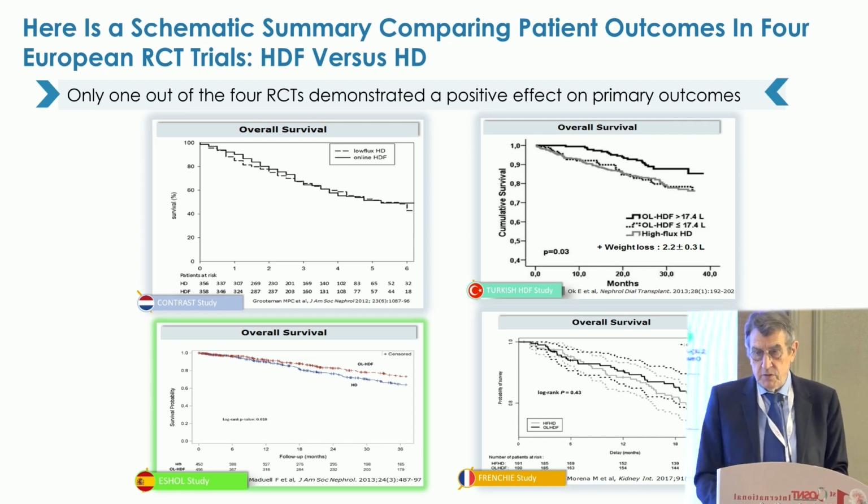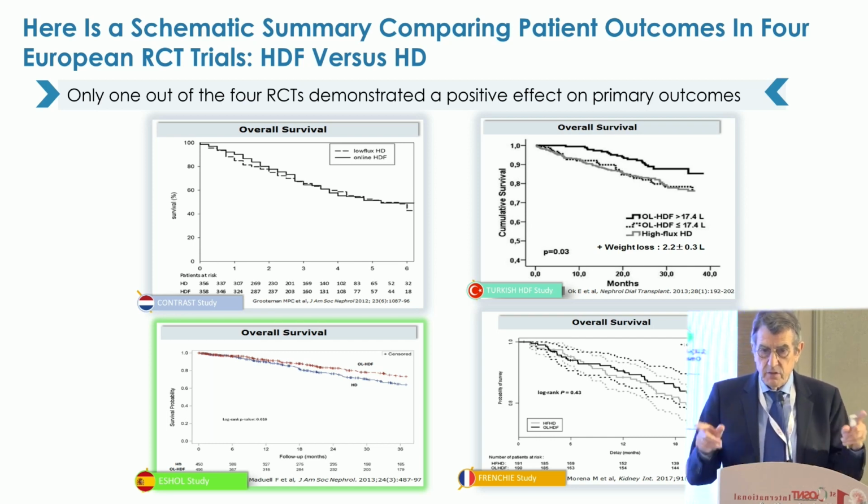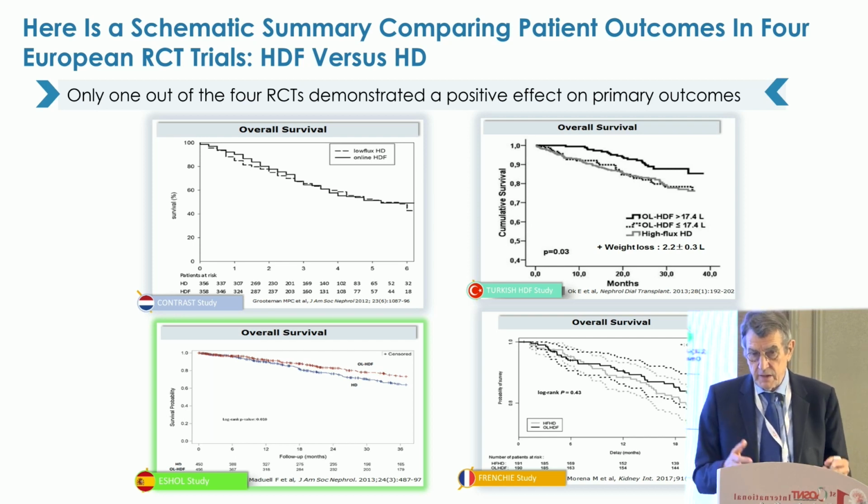And the last point is, of course, the randomized studies that were performed in Europe in the last 10 years, showing that out of 4 studies, only one, the Eschol study, the Spanish one, was able to show a reduction of mortality by 23%. The 3 others tend to show that hemodiafiltration was not significantly different from regular hemodialysis. But that was part of the study, and that was part of the concern.